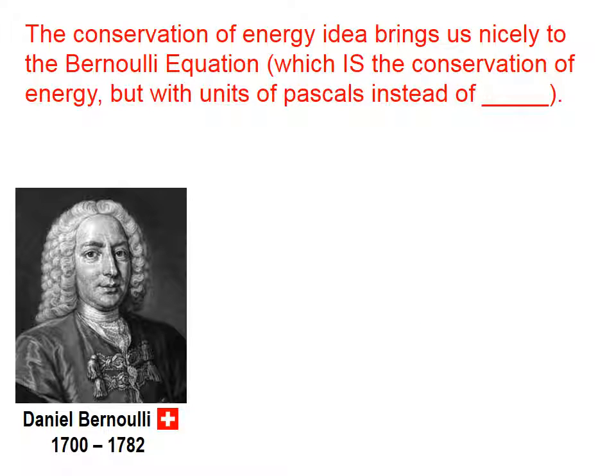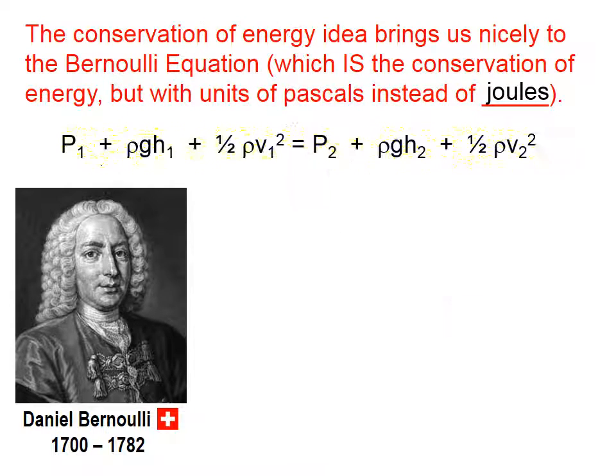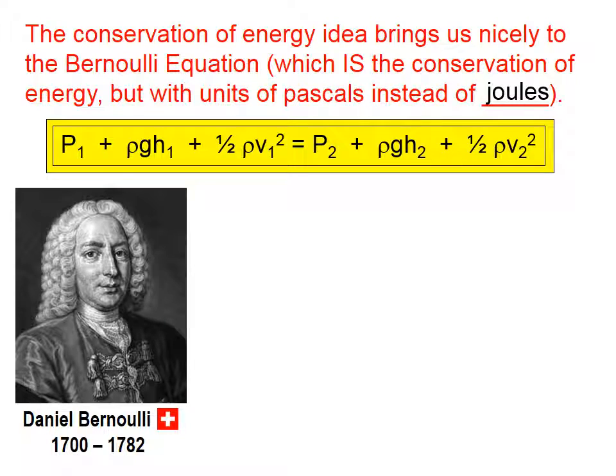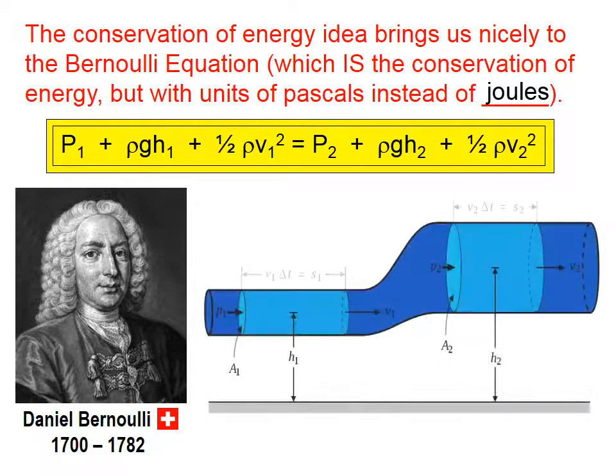So, the conservation of energy idea brings us nicely to the Bernoulli equation, which is the conservation of energy, but with units of pascals instead of joules, which is what we've always used for conservation of energy. So it's essentially conservation of energy, but we use the unit of pascals instead of joules. And here we have it. The pressure plus rho g h plus 1/2 rho v squared for one portion of the pipe must equal that sum for a second portion of the pipe.